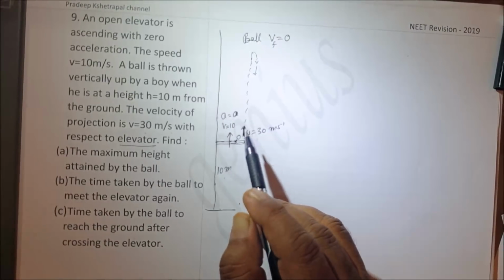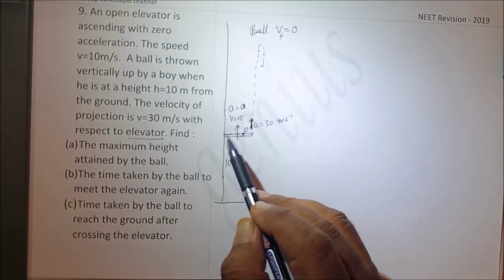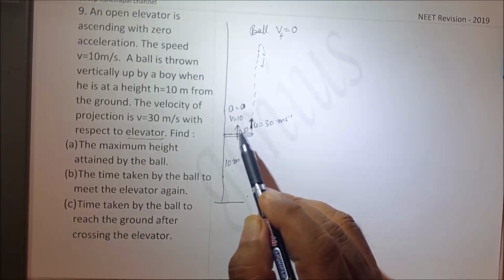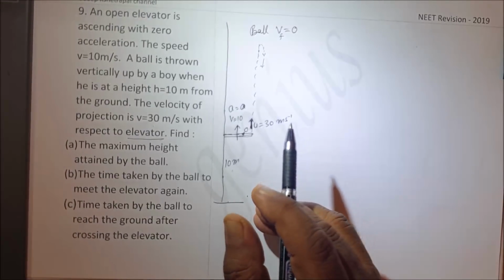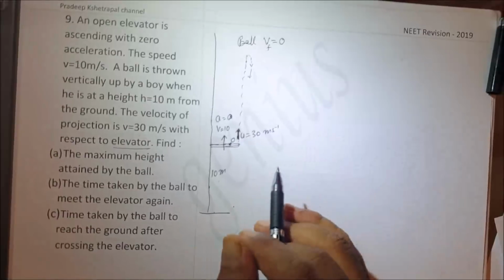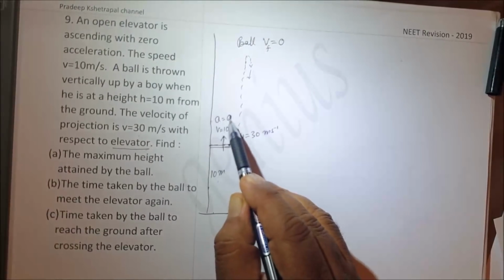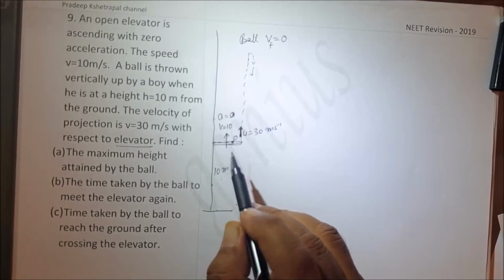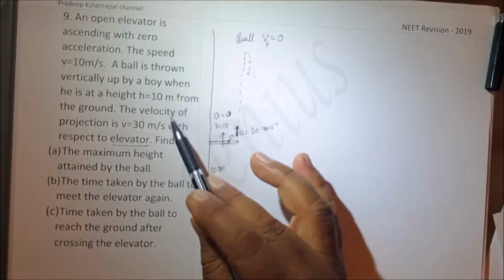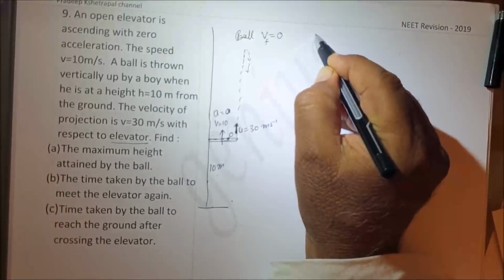Now here we have to consider whether we should add this 30 with this velocity 10, whether we should make the subtraction of the two. What should we do? Addition, subtraction, or nothing? So please examine. The acceleration is 0. The 0 acceleration makes it a frame which is an inertial frame.